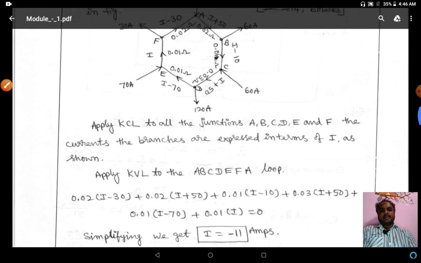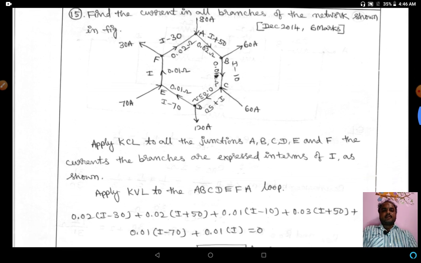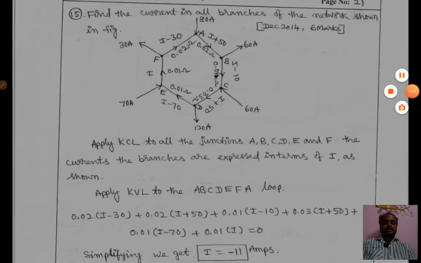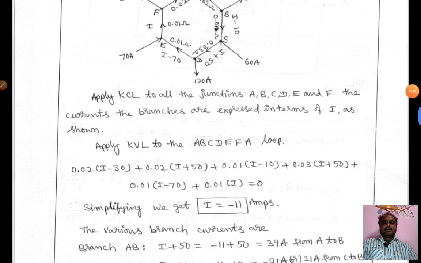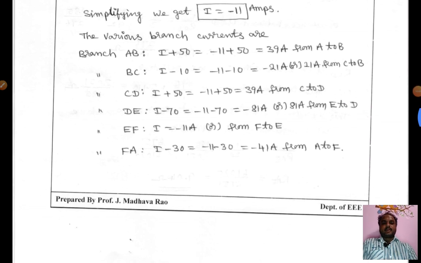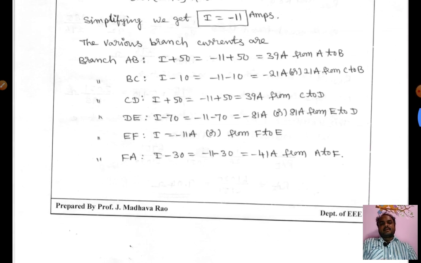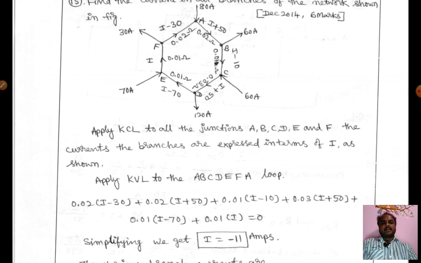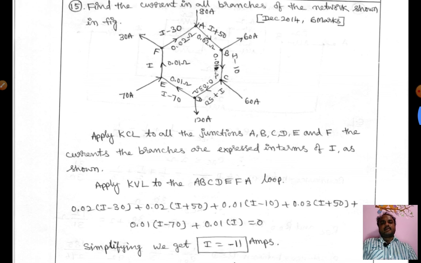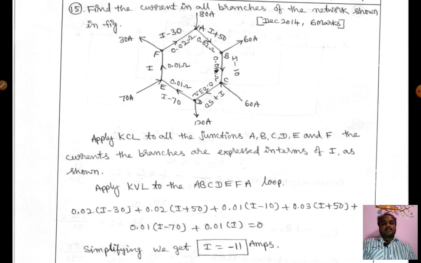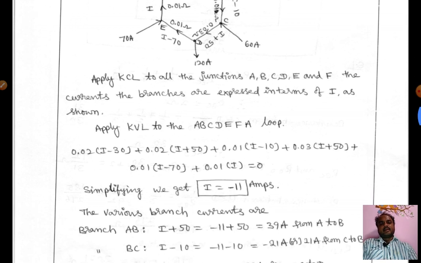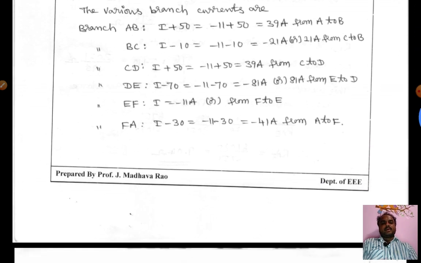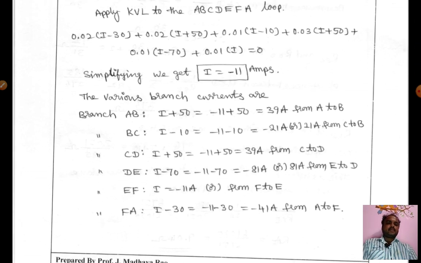So this problem is important for your examinations. Many times they ask, so practice this problem well. This is a very simple problem, but you have to apply both the KCL and KVL techniques. Then only you can find out each branch current. So very important. Minimum 2 or 3 times you have to practice this one.